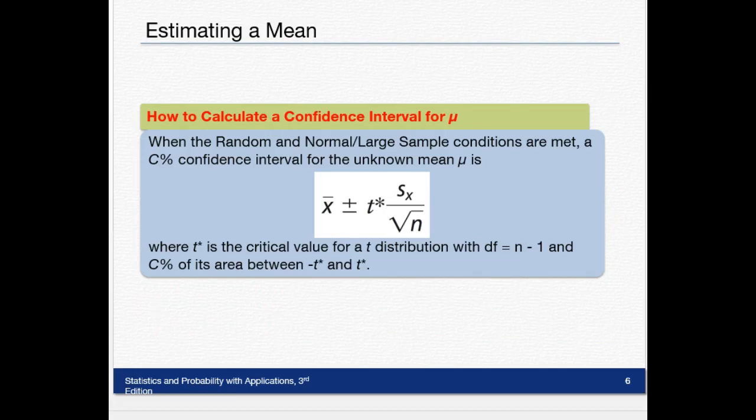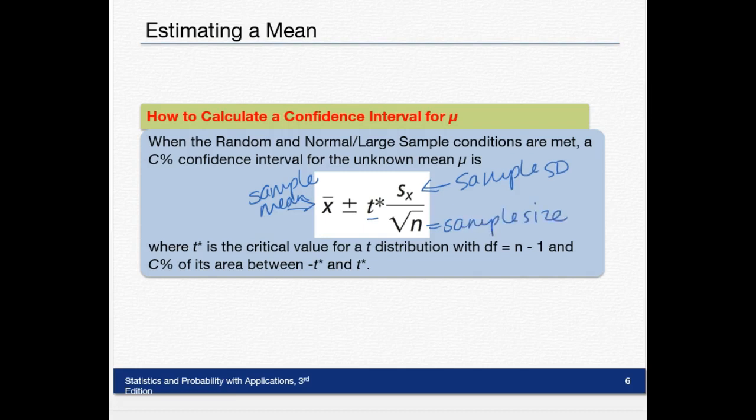So when the random and normal large counts conditions are met, a confidence interval for the unknown mean is this. So here it is. Here's your structure. Write it down. X bar, that's our sample mean, plus or minus t star times Sx, that's the sample standard deviation, divided by the square root of n, which is your sample size.